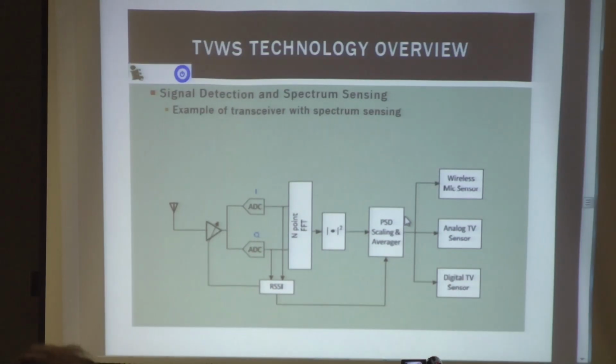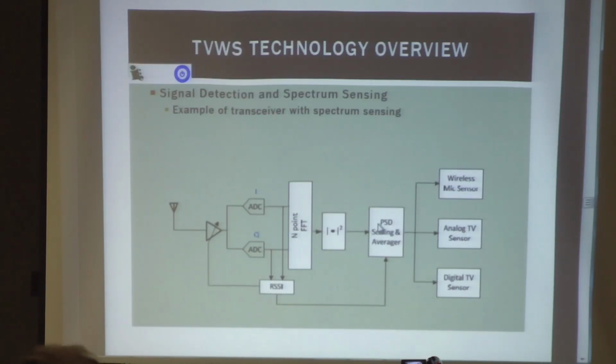So just to put everything together, this is one example of how a spectrum sensing receiver would look. You have the antenna, LNA, and downconverters over here. You go into I/Q data converters, and that goes into an FFT to perform an FFT operation. Then you get the power spectral density over here.